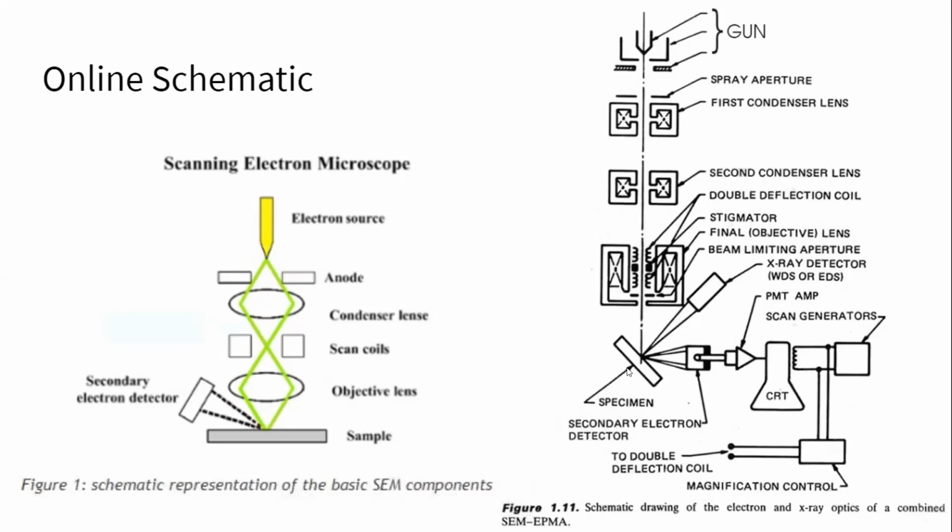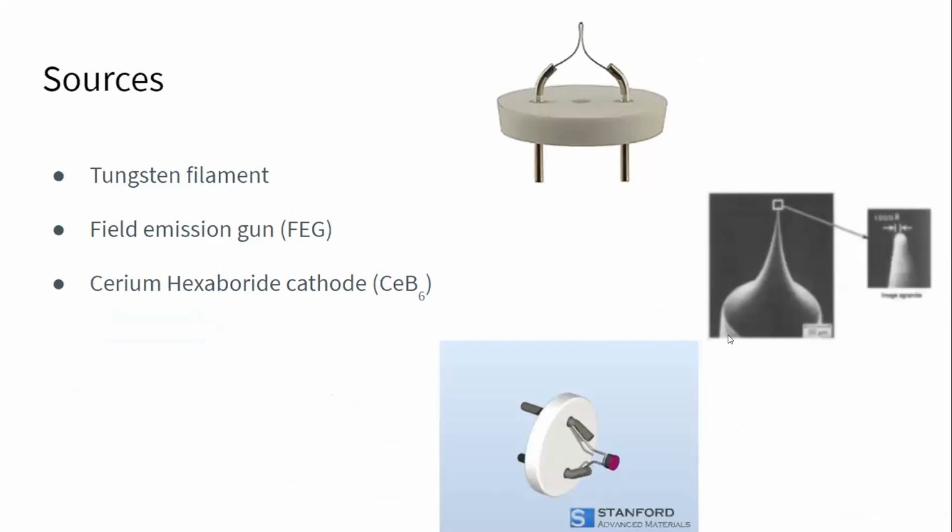But it pretty much has the same general setup with your source and then the lenses, the scanning coils, another lens, and then the sample and detector. So there are different types of sources. The one at the top here is a tungsten filament. And so this is heated until it emits electrons. So it has to get really, really hot, which means that this filament will eventually evaporate. So it can be used for about 100 hours, depending on which vacuum it's in.